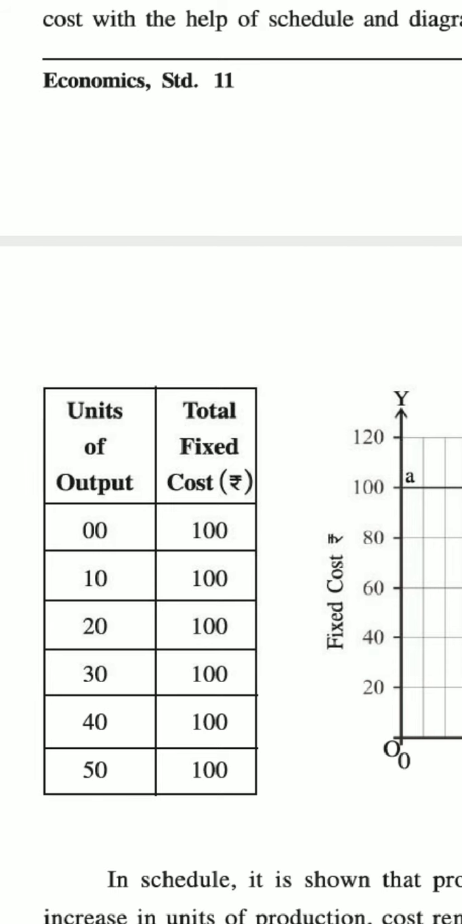So even if no units are produced, the rent of the factory or the building will be given. The wages for the employees have to be given. So the total fixed cost remains fixed. This is a hypothetical figure, so you can take your own imaginative figure for explaining total fixed cost.